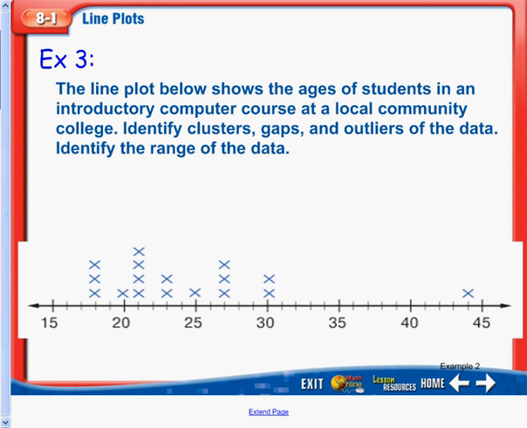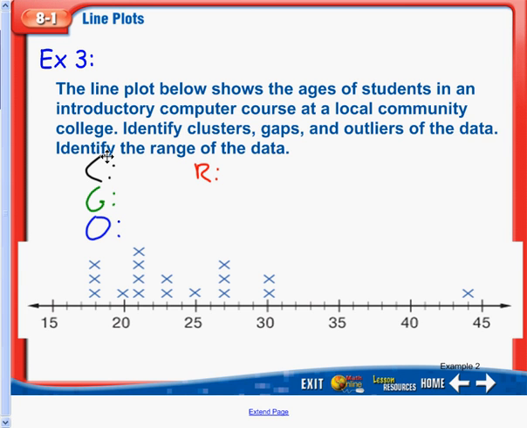The line plot below shows the ages of students in an introductory computer course at a local community college. Identify the clusters, gaps, and outliers of data, and identify the range of the data. So, again, we've got clusters, range, gaps, and outliers.